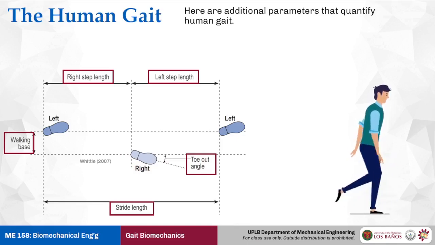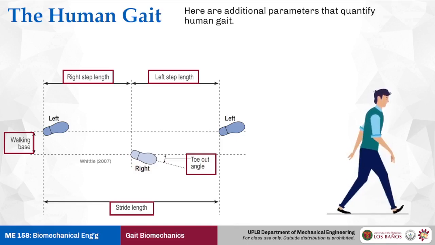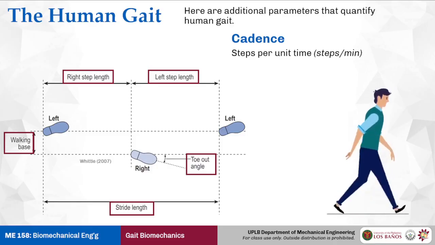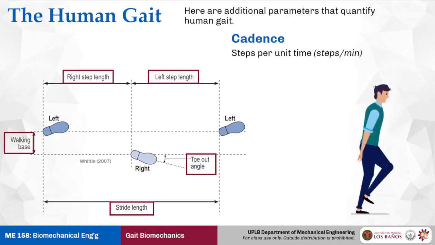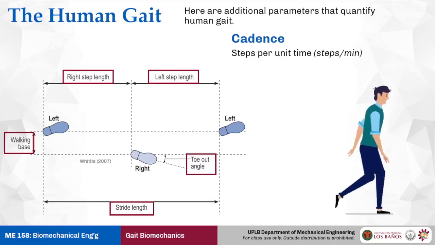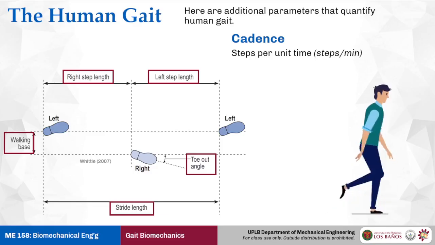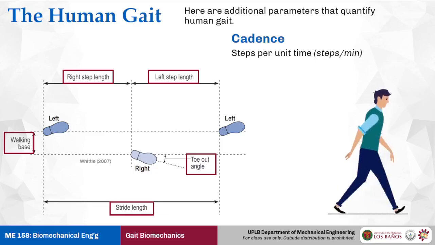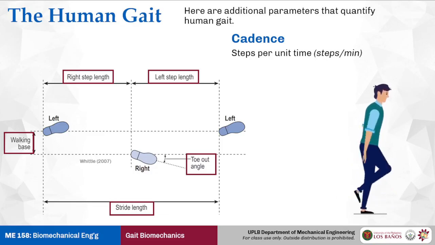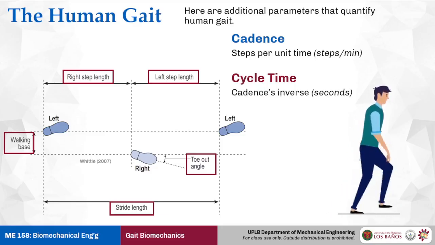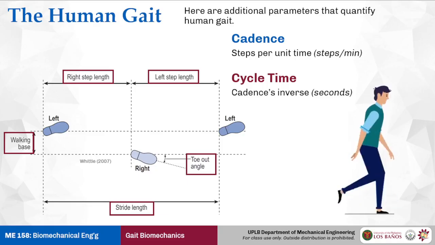Another parameter that we use to quantify your gait is the cadence. If you're in ROTC, you're familiar with the cadence. This is the number of steps per unit time. So the larger your cadence, the faster you're walking, essentially. Now your cycle time is the inverse. This is the time it takes for you to complete one cycle of walking.